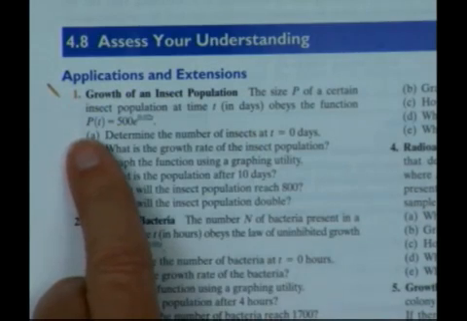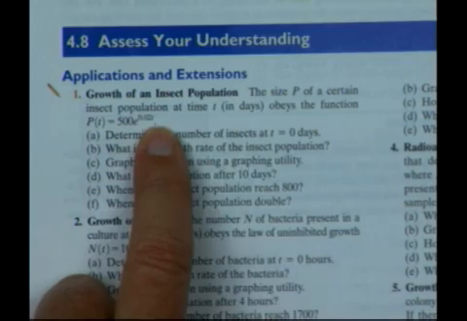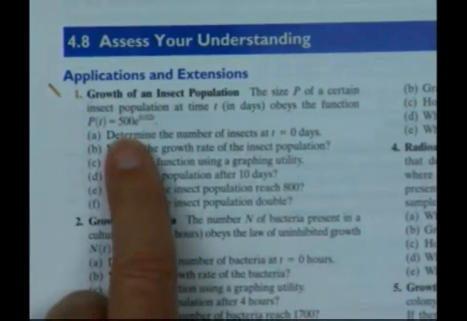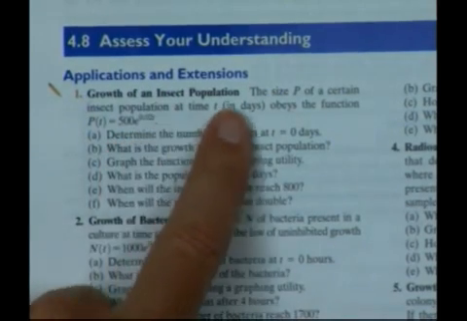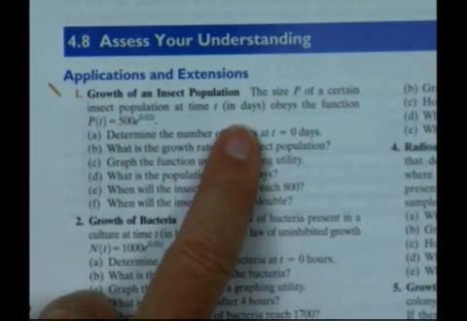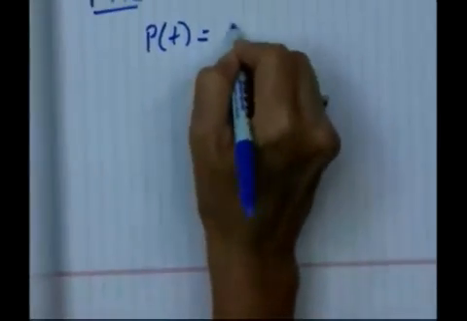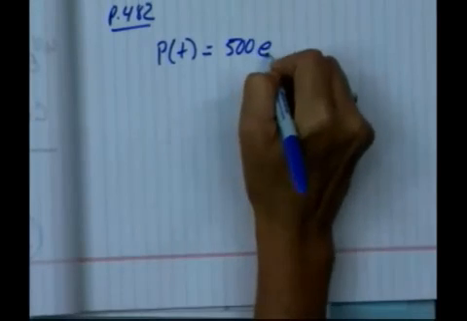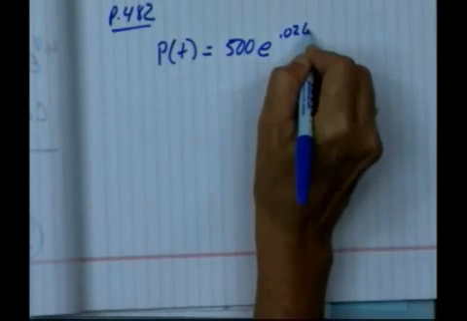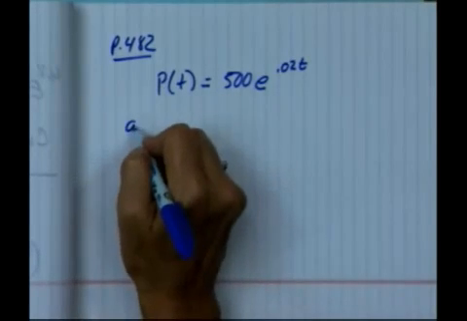So the function is P of t equals 500 e to the 0.02 t. So somebody was paid to come up with this formula that describes the insect population with respect to time. Okay? All right. So let's write the formula down. P of t equals 500 e to the 0.02 t. All right, so if you'll have your book open, and we'll just go from here.